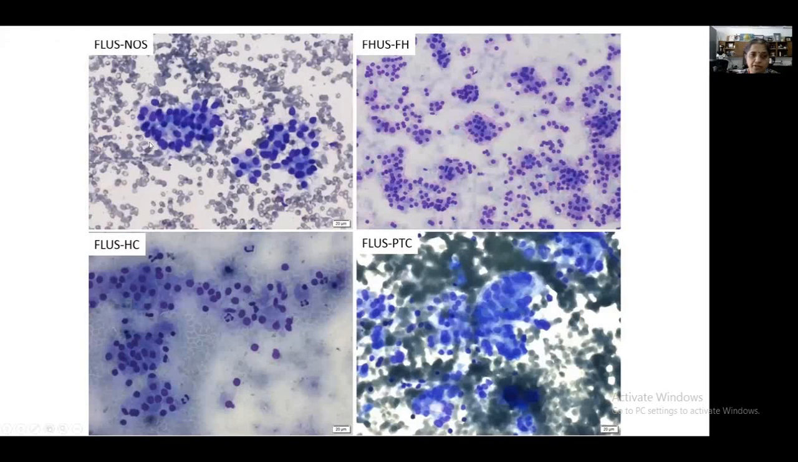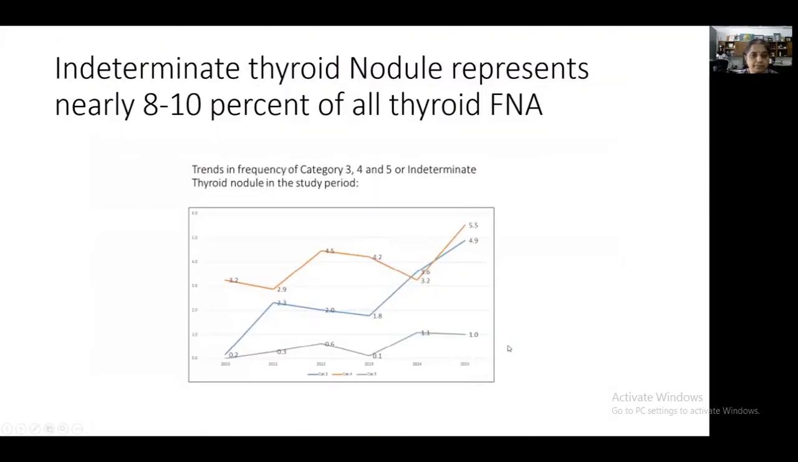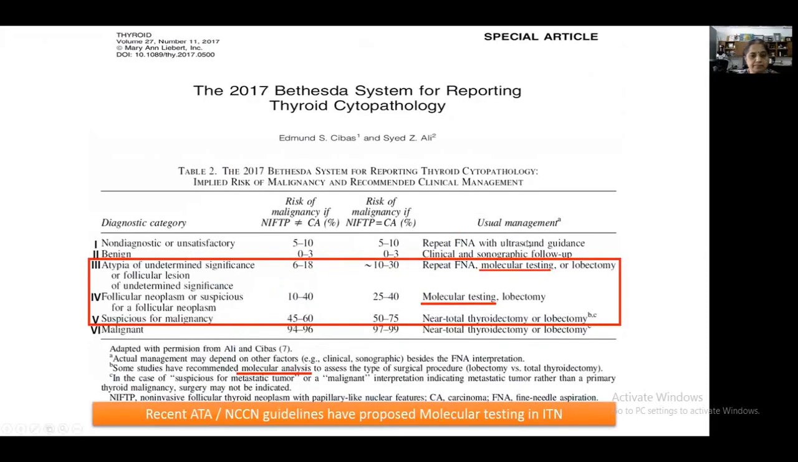Similarly, here is a case of FLUS NOS, where you have this kind of microfollicular pattern lesion. Then we had a FLUS where we favored follicular hyperplasia, but again put into category 3. This was a FLUS Hürthle cell type, and then we have a FLUS where PTC, the FVPTC, is really not excluded. So like I said, what is the proportion of indeterminate thyroid nodules? They approximately represent 8 to 10% of all thyroid FNA. But they're very variable in different series, and this is just from our own data. It was hovering around 5% of all the thyroid FNACs.